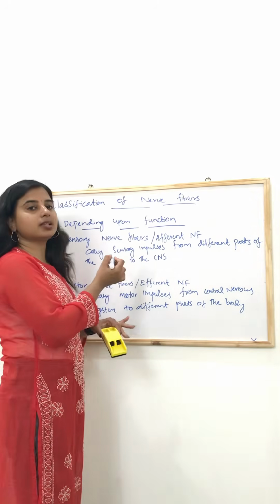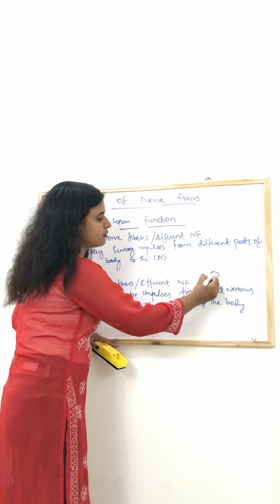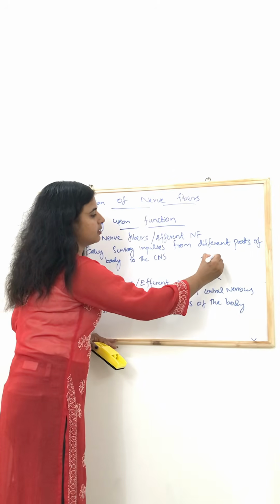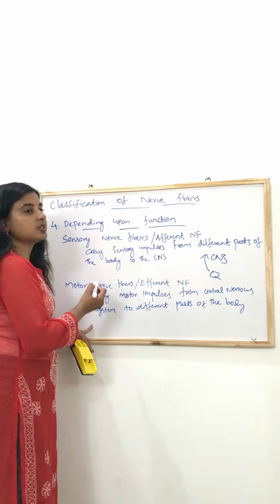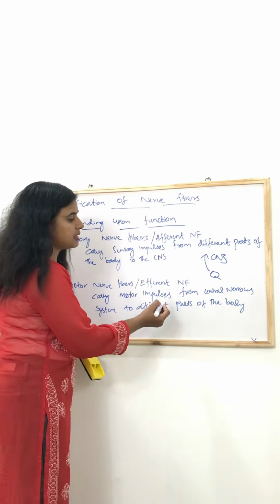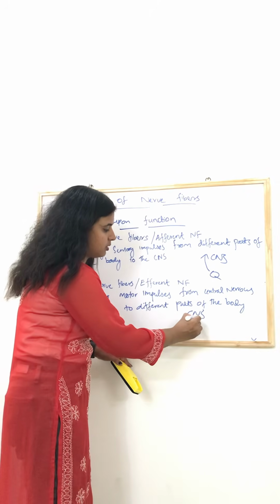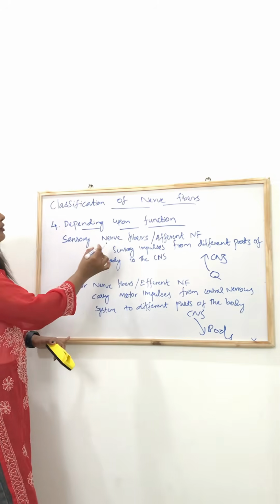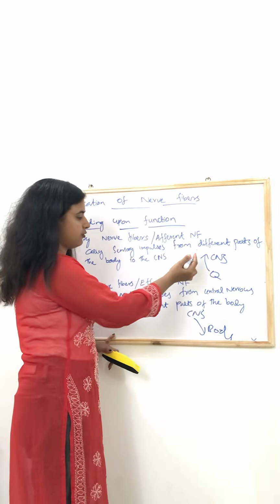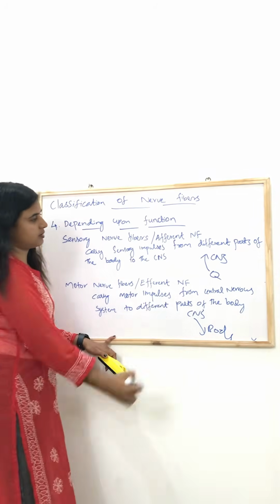So depending upon function, we have sensory nerve fibers and motor nerve fibers. Sensory nerve fibers are the nerve fibers which carry impulses from different parts of our body to the central nervous system. The next one is motor nerve fibers, which are the nerve fibers which carry impulses from the central nervous system to the body, CNS to the body parts. So sensory nerve fibers are also called afferent nerve fibers. Motor nerve fibers are also called efferent nerve fibers.